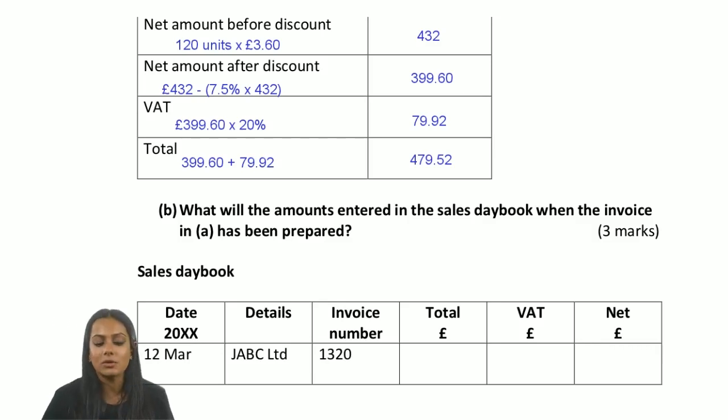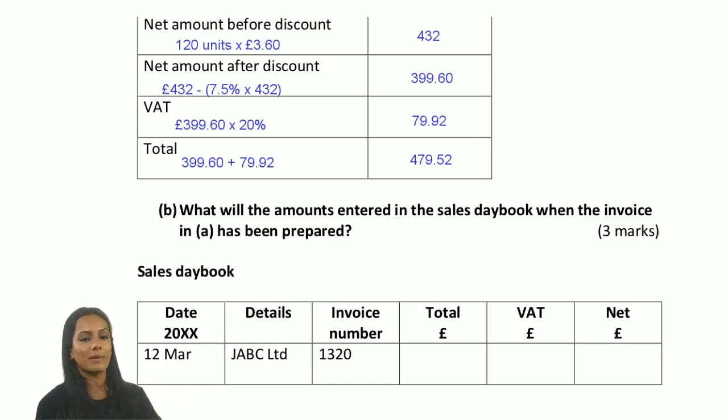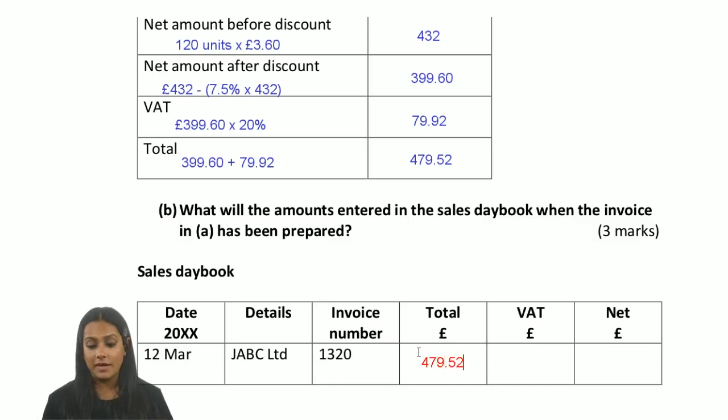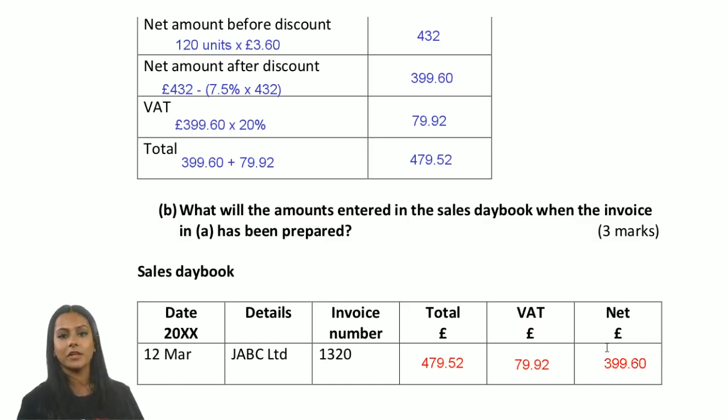Okay? So the sales day book records all the invoices that we have sent to credit customers, and we will have analysis columns: the total amount due from the customer, the VAT amount due, and therefore the net amount. So using the calculations from part A, the total amount due is 479.52. The VAT amount is 79.92. And the net amount is going to be £399.60. And there you have it.